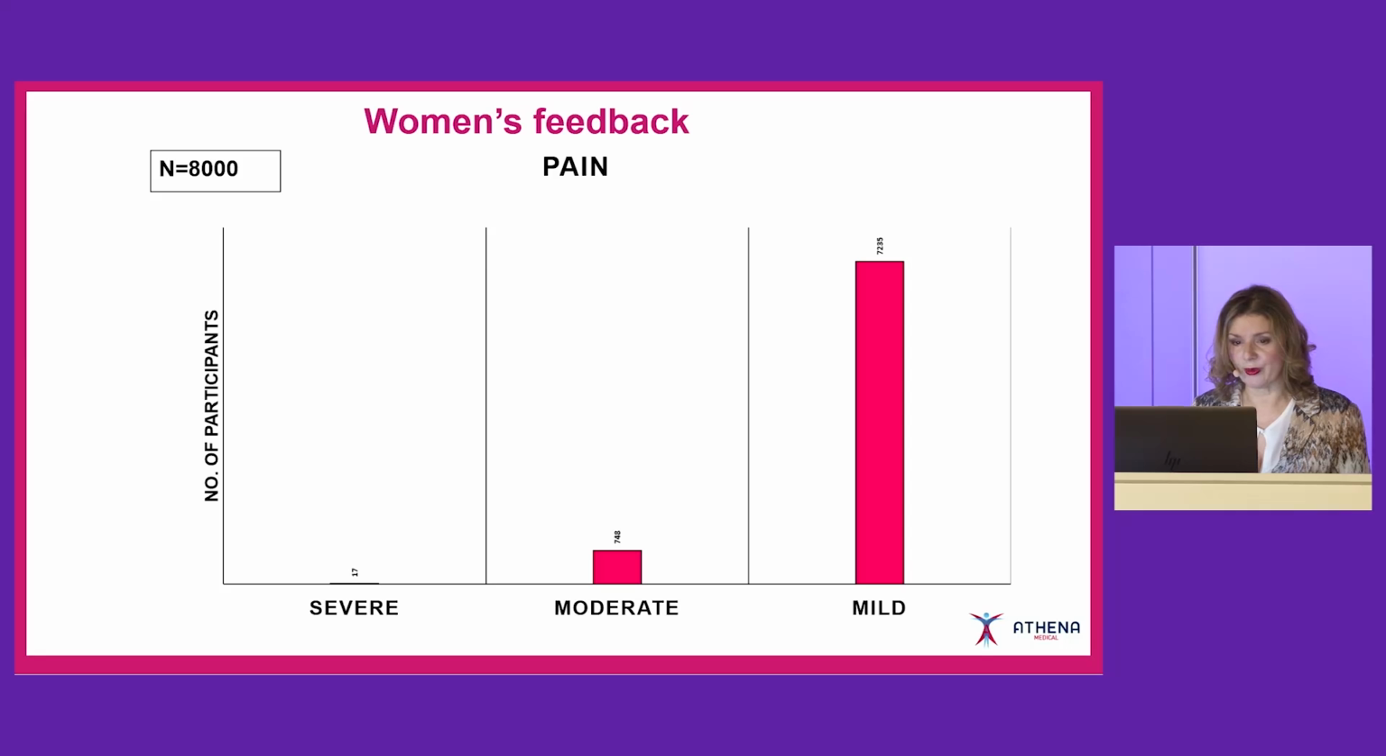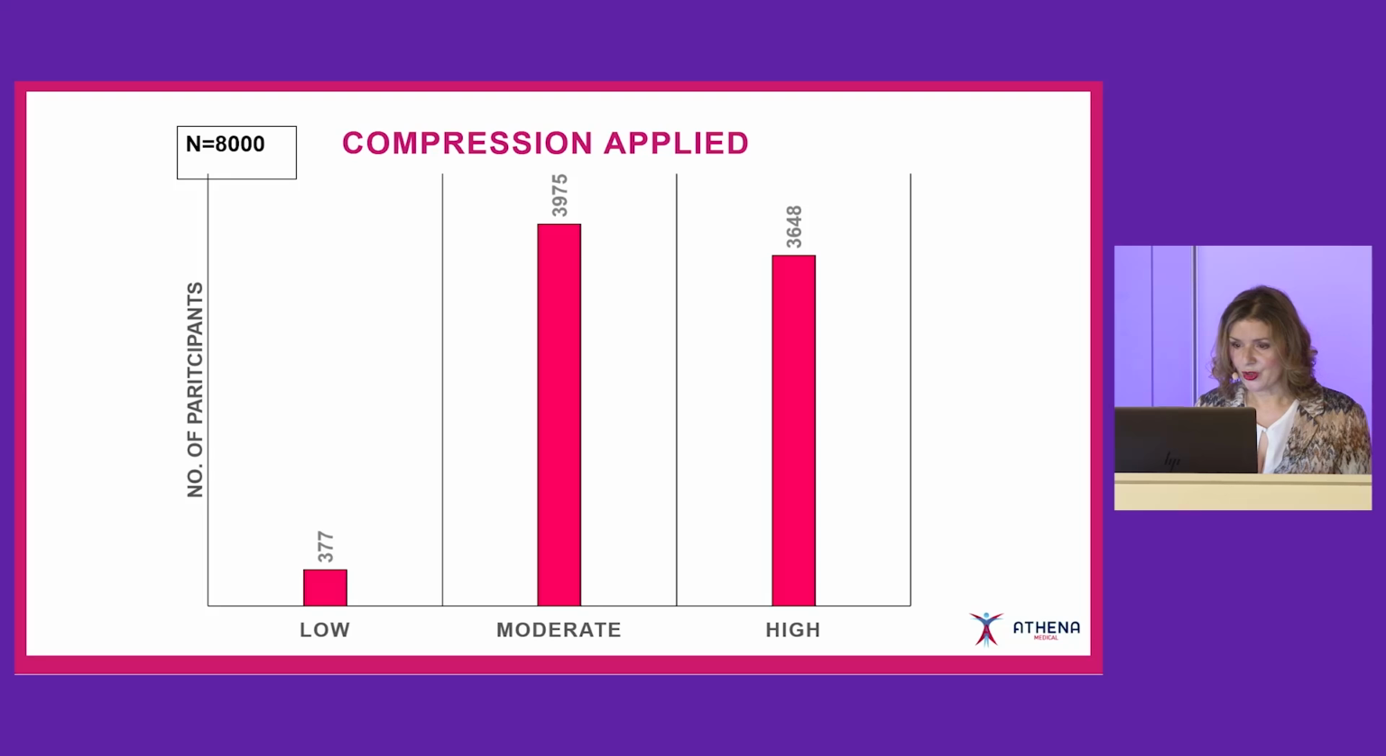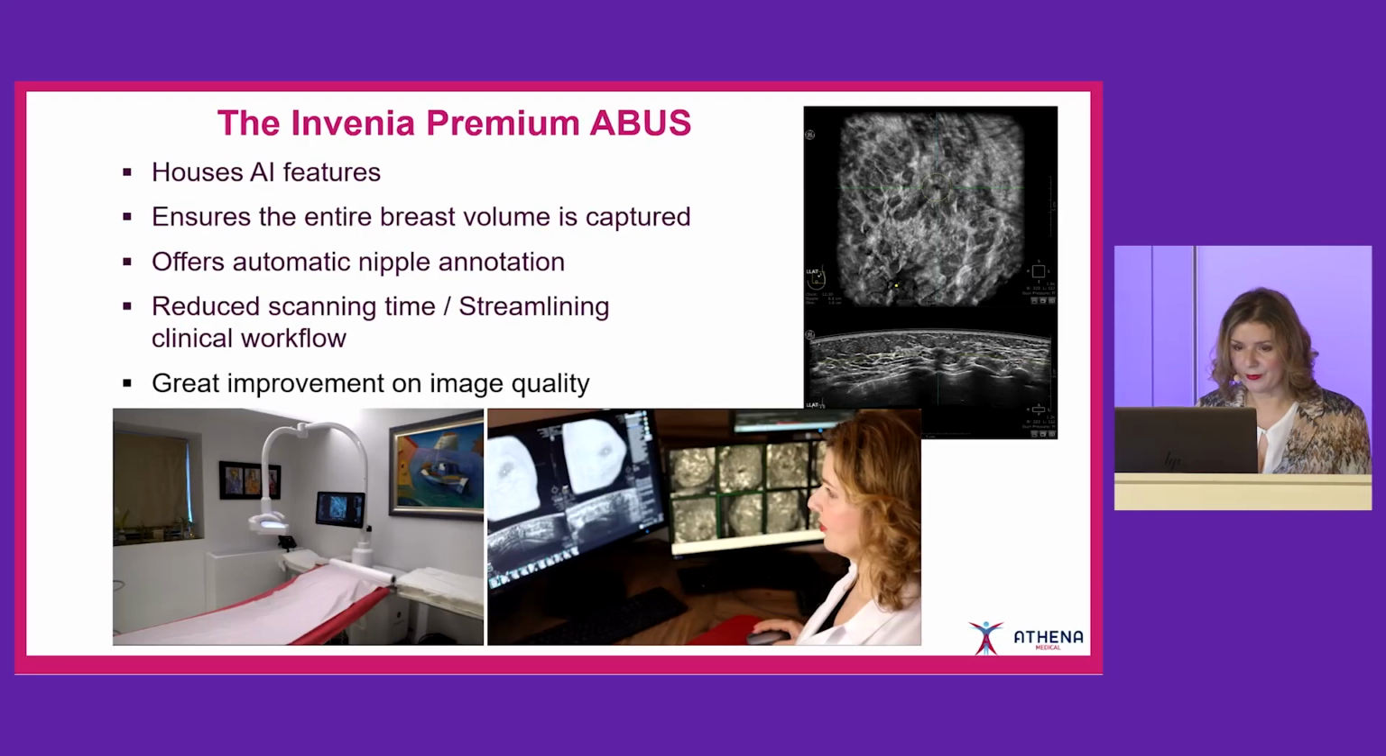There were 3 women from the 8,000 examinations that we performed. One had a silicone implant, or implants with liquid, and was very frightened about rupture. The other woman was very anxious and was under some therapy, and the third woman had a pacemaker. The compression that we usually apply is moderate to high, and we'll go ahead with some information about the premium ABUS that is now available.